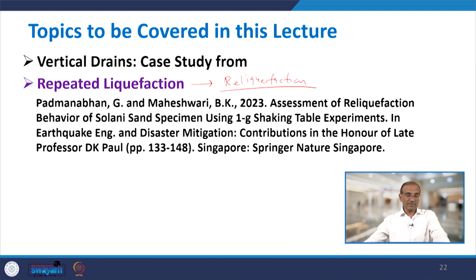One of my research scholars, Gautam Padmanabhan, is working on this topic and already one publication has been done, which is in the ISET, Indian Society of Earthquake Technology journal, and which is also in the form of a book from Springer. The title of the manuscript is Assessment of Reliquefaction Behavior of Solani Sand, especially using 1G shaking table experiments. Some of the data which I am going to show is from this published paper.